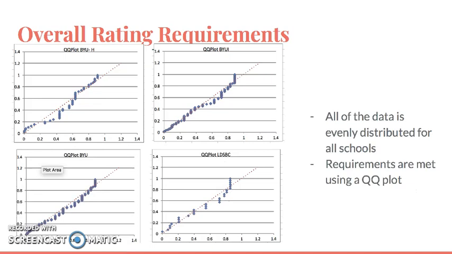Now we want to see the comparison of the BYU schools' overall ratings. We assumed through our null hypothesis that the ratings would be about the same, but in order to complete an ANOVA test, we have to first make sure that all the requirements are met. By looking at the QQ plots, one can tell that all the data is evenly distributed and ready to be tested.